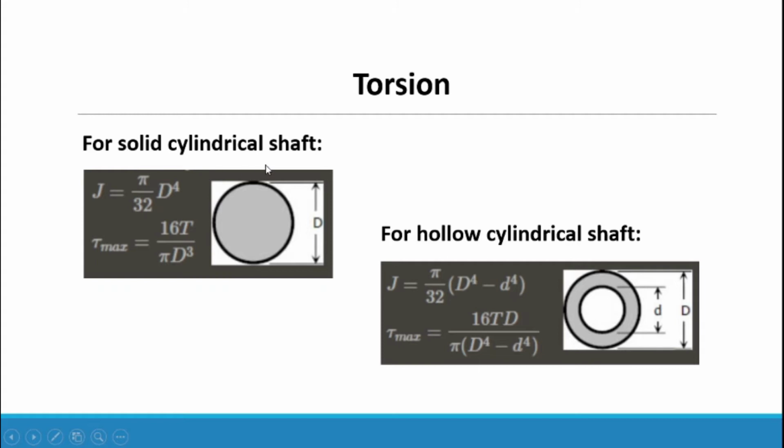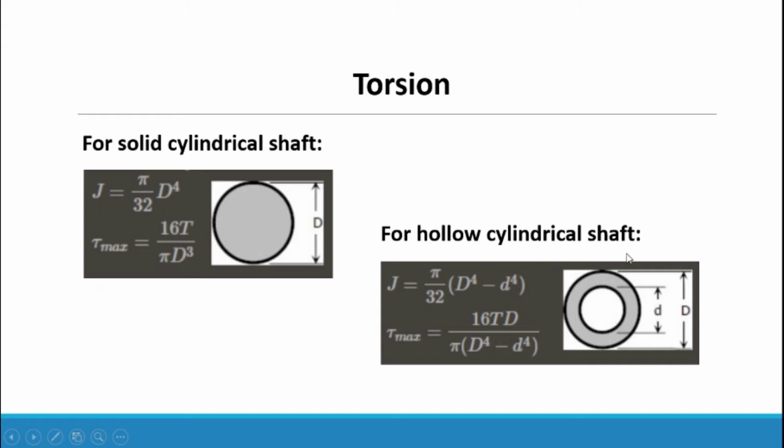For a solid cylindrical shaft, J, or the polar moment of inertia, is equal to pi over 32 times d exponent 4, where d is the outer diameter. And the maximum shearing stress is equal to 16T all over pi d cubed.